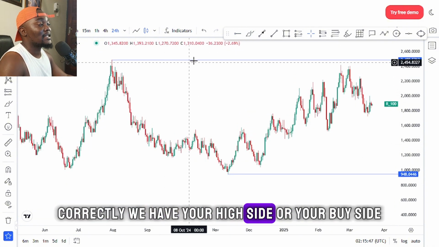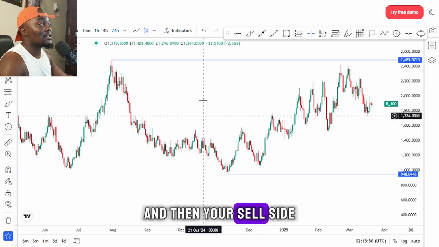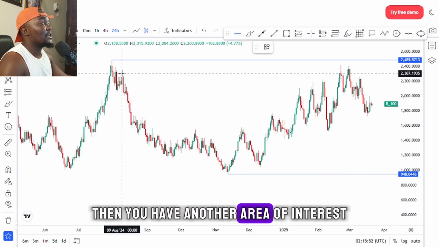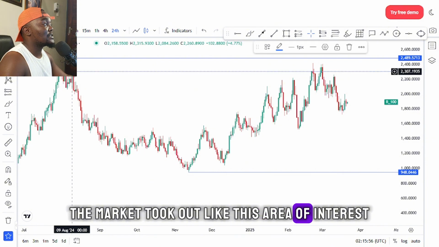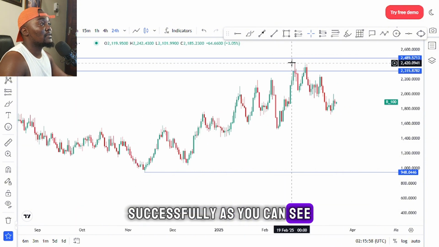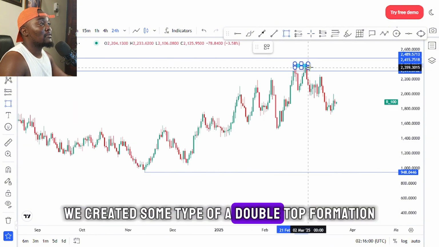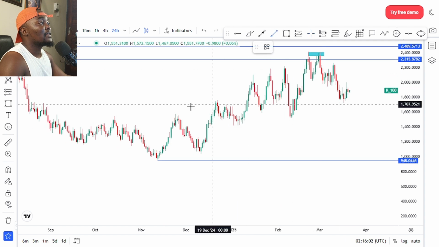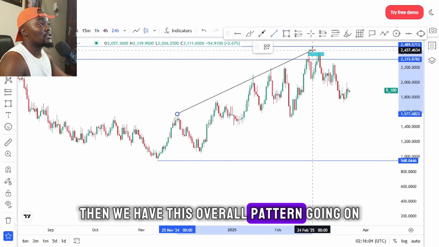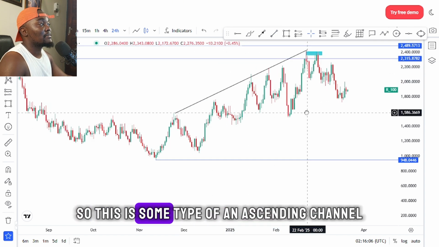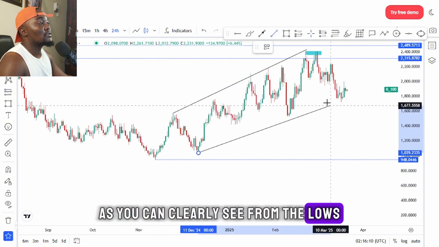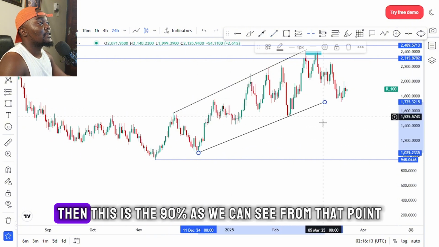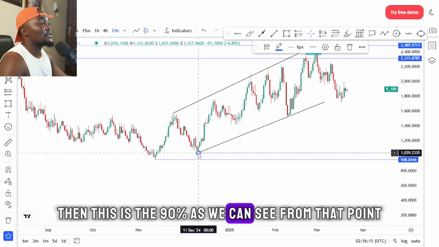So we have your high side or your buy side and then your sell side. Then you have another area of interest, which is this one. So the market took out this area of interest successfully. As you can see, we created some type of a double top formation within that point. Then we have this overall pattern going on. So this is some type of an ascending channel, as you can clearly see from the lows, just like that. Then this is the 90%, as you can see from that point.